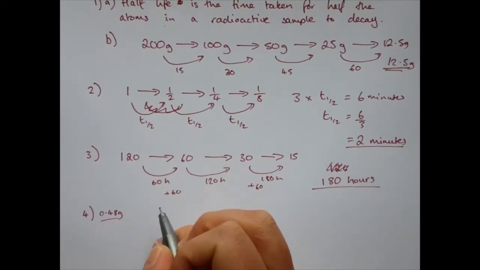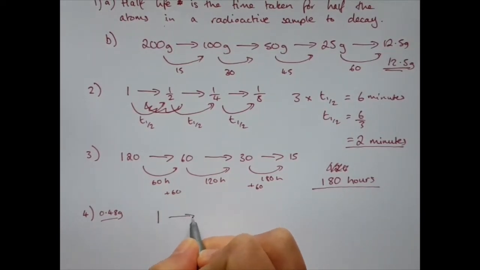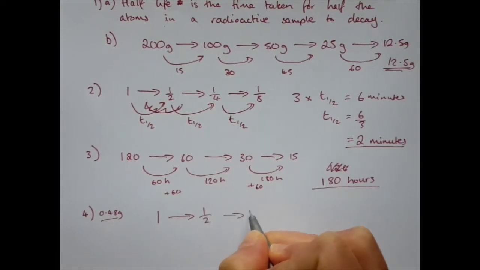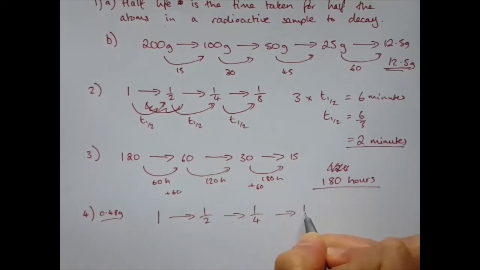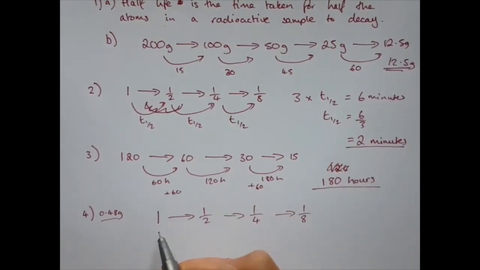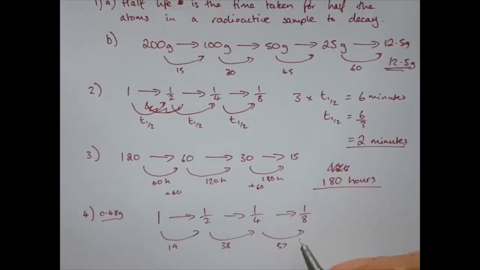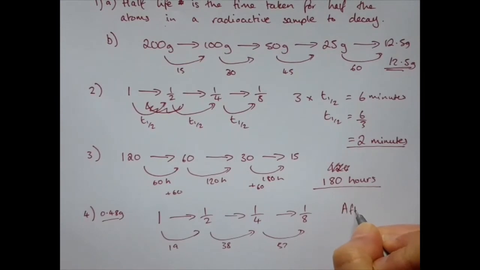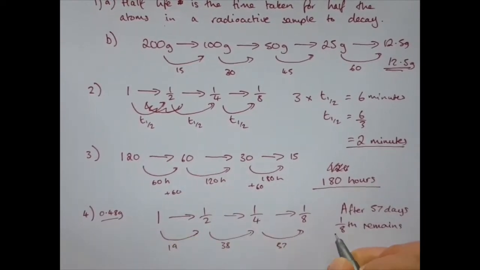fraction of the original is remaining? So if I start with a whole, then I'm going to have a half, then a quarter, then an eighth. So let's see, I need to work out how much of the original I'd have left after 57 days. So that's 19 days to a half, 38 days to a quarter, 57 days to an eighth. So after 57 days, one eighth remains, because that's what we're calculating here with our half-life.